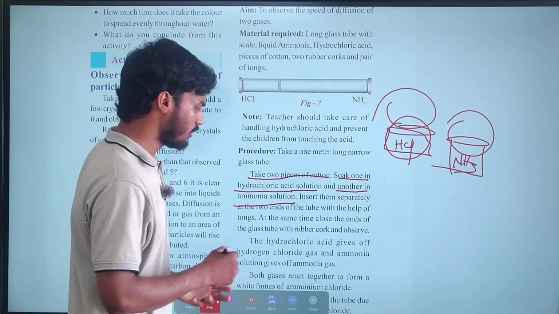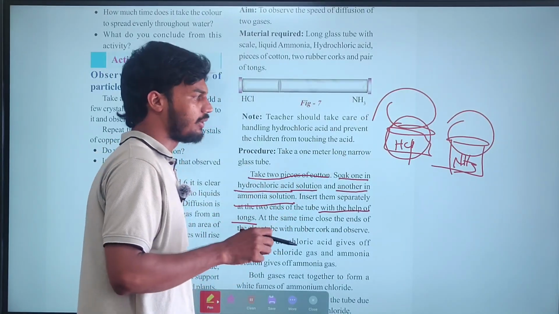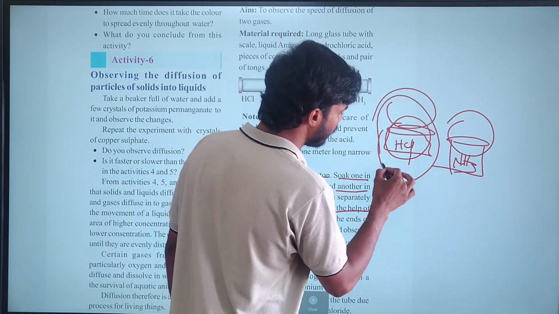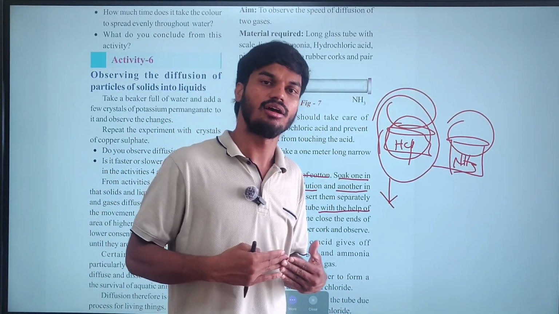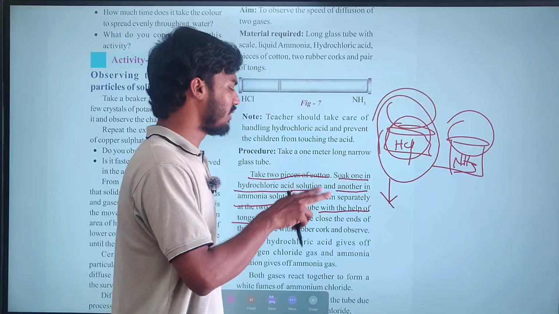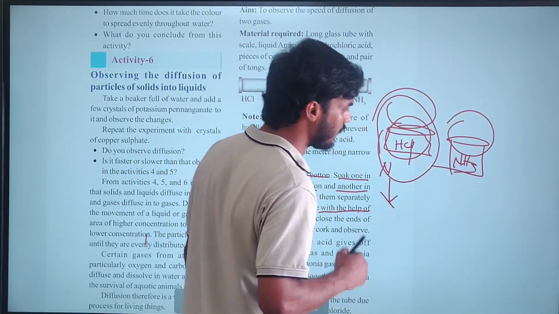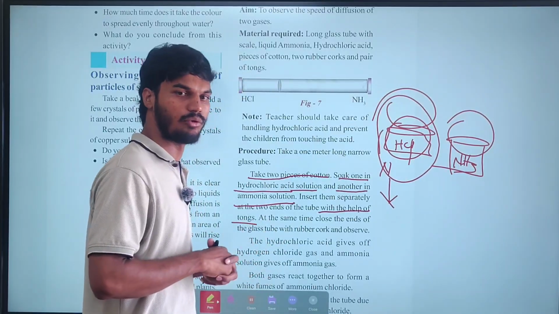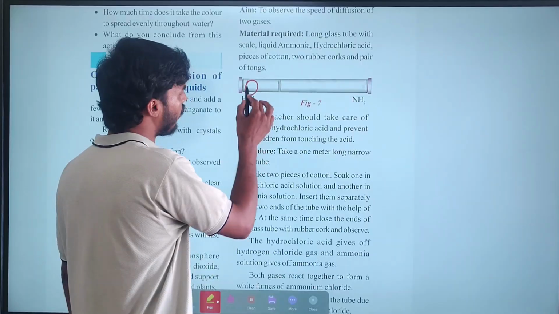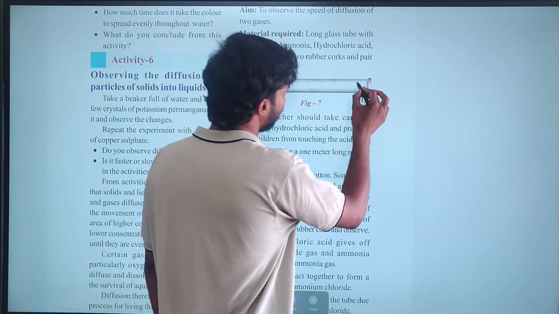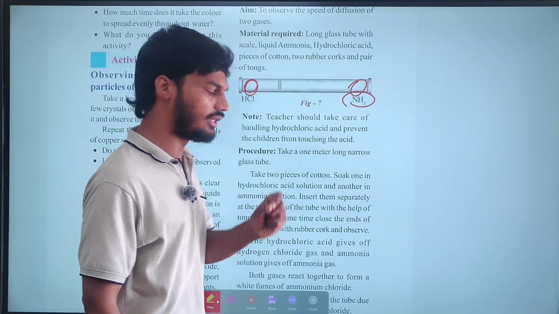After dipping, with the help of the tongs, you have to do this experiment carefully because hydrochloric acid is highly concentrated. You have to use safety gloves and a safety kit during the experiment. With the help of the tongs, one cotton ball should be dipped in the hydrochloric acid and another in the liquid ammonia. After that, place the hydrochloric acid cotton ball at one end of the tube, and at the other end place the NH3 cotton ball.